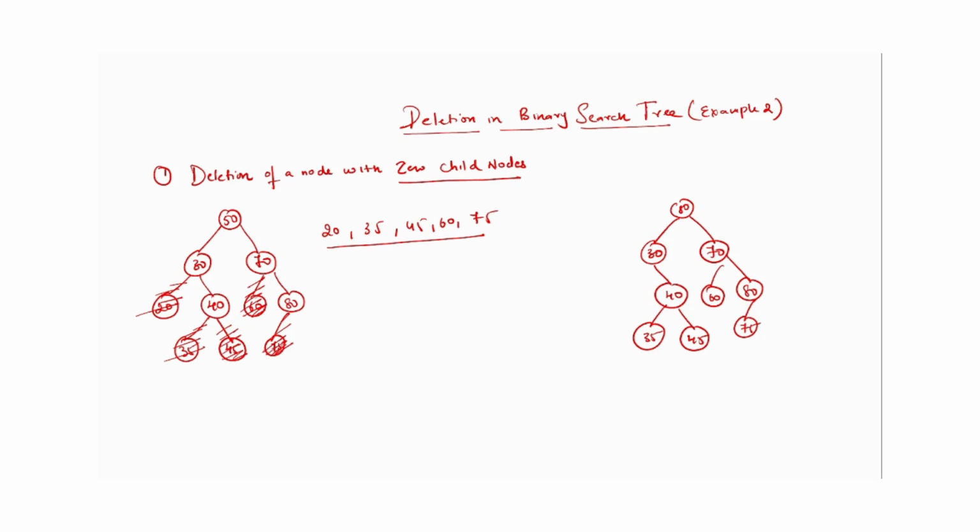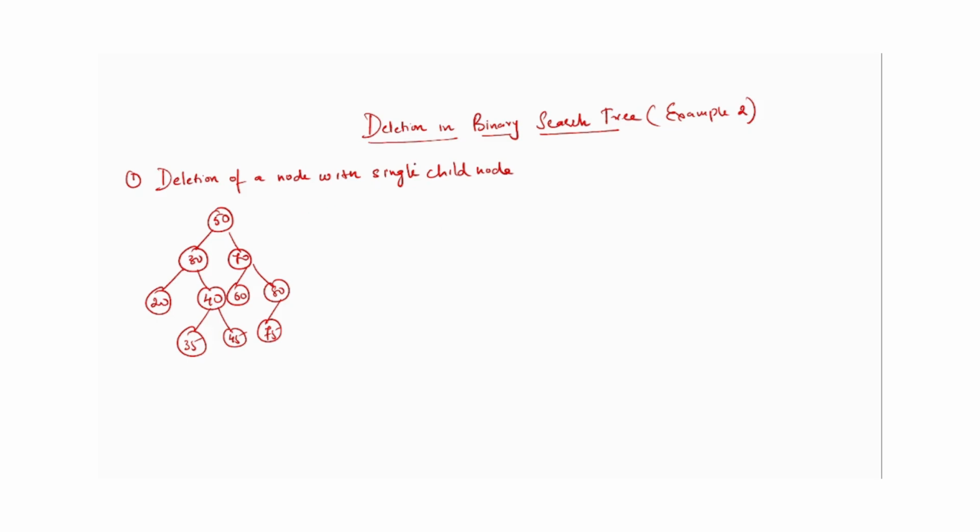So here in deletion in a binary tree, what is a binary tree? First of all, a binary tree is a tree in which each node has either 0, 1 or 2 child nodes. Therefore, we can either delete a node with 0 child nodes, a node with 1 child node, or a node with 2 child nodes. Right? Now let us look at deletion of a node with a single child node.